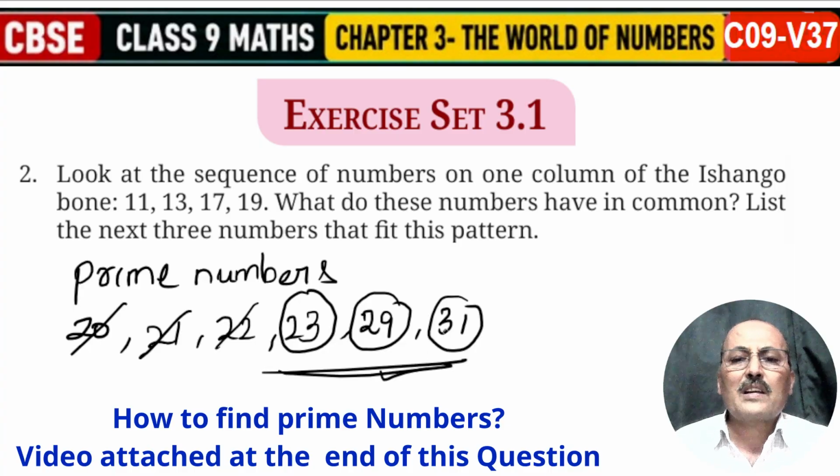Are you able to understand? You have seen this even in 7th standard, I feel. Writing all the numbers, those which are divisible by 2 you will strike out. Numbers divisible by 3 you will strike out, and numbers divisible by 4, 5 like that you will strike out, and finally you will get the prime numbers. So these are the prime numbers after 11, 13, 17 and 19. These are the 3 prime numbers.